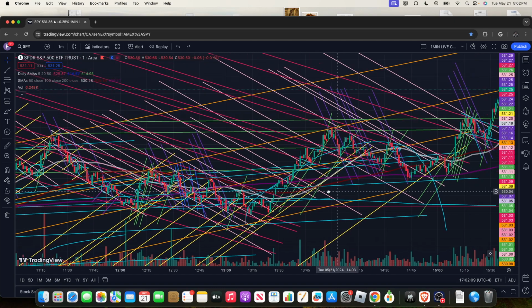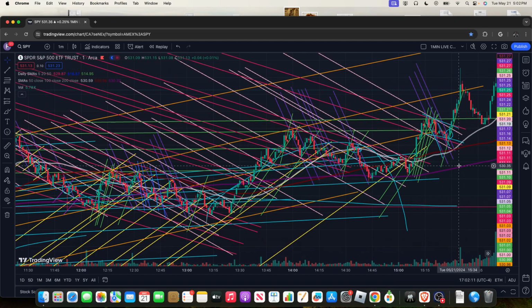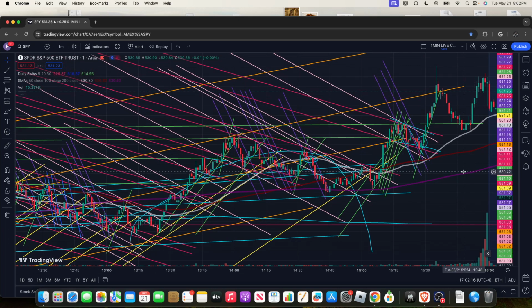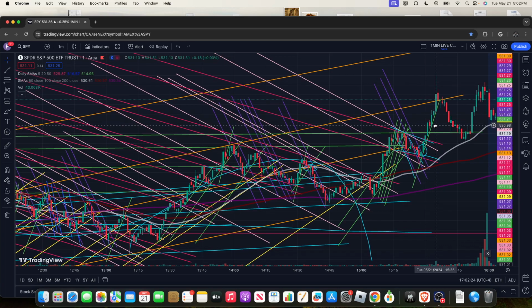Oh, also I'm gonna tell you that I did enter this trade as well. I entered at 0.7 and I got out pretty early in this trade right here. I got out right here.